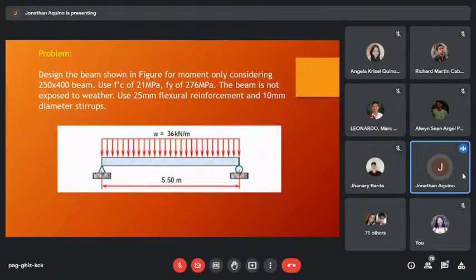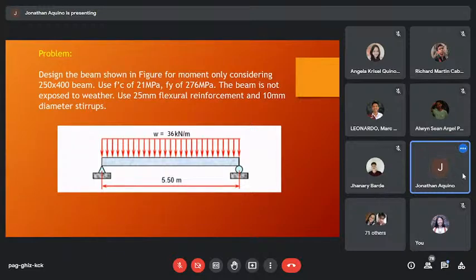So any questions for the double reinforced rectangular beam? It is the same as the single reinforced in getting the moment capacity. Are there any clarifications?